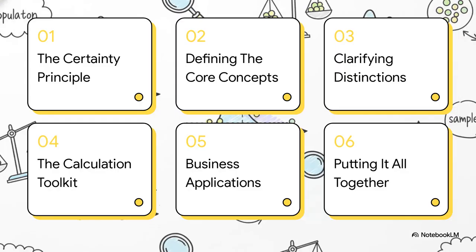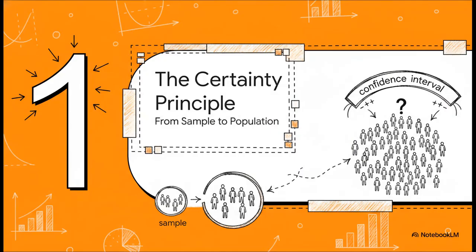Okay, so here's our game plan. We'll kick things off with the big idea, the certainty principle. Then we'll nail down the core concepts and clear up some common mix-ups. After that, we're diving into the toolkit, first for means, then for real business problems. And we'll wrap it all up with a challenge. Let's do this.